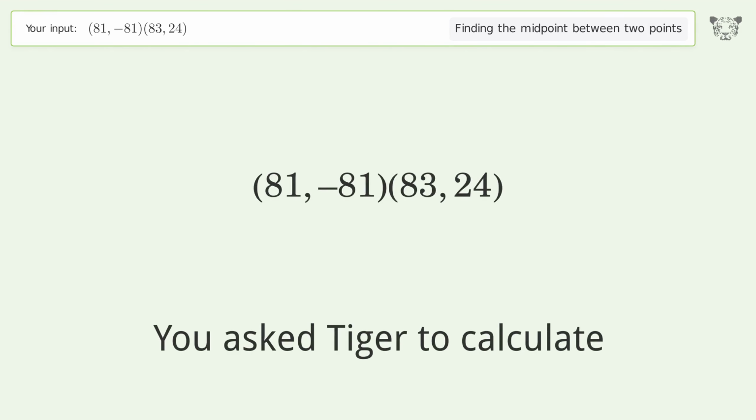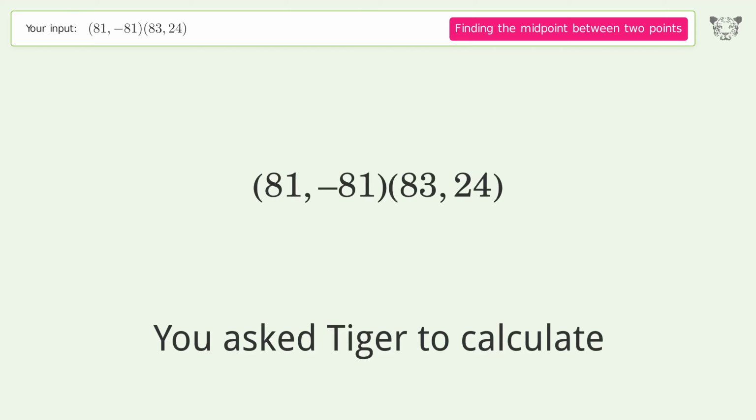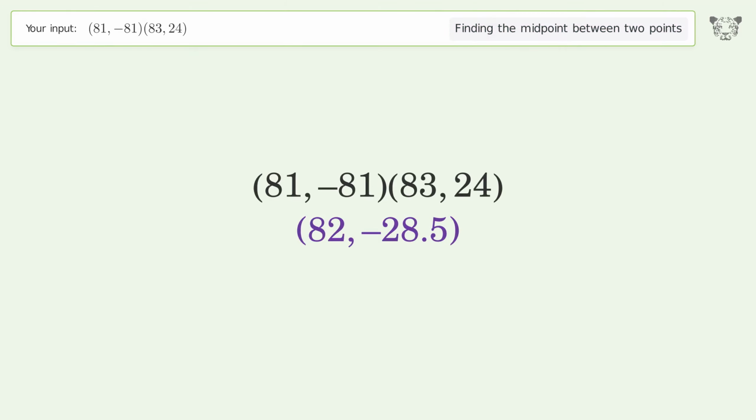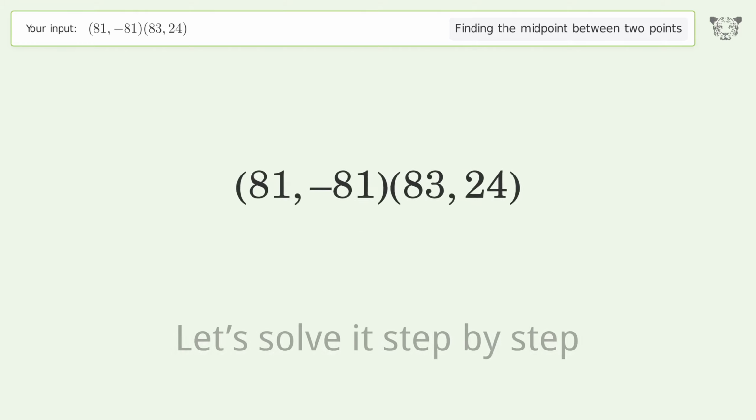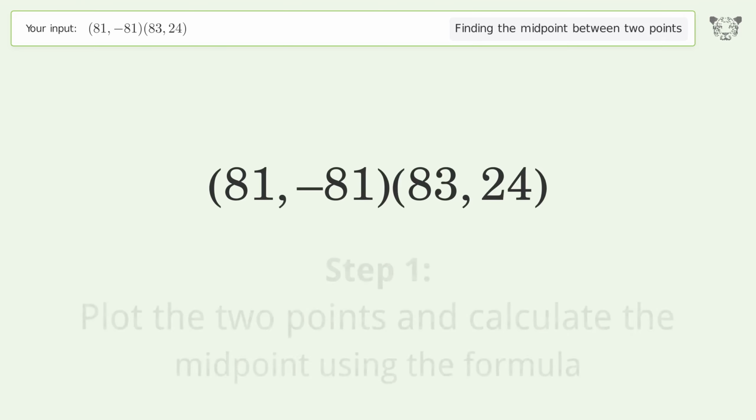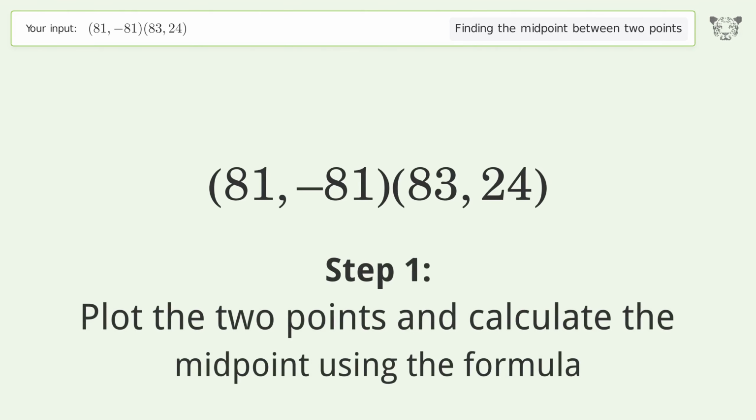You ask Tiger to calculate. This deals with finding the midpoint between 2 points. The midpoint between the 2 points is 82, negative 28.5. Let's solve it step by step. Plot the 2 points and calculate the midpoint using the formula.